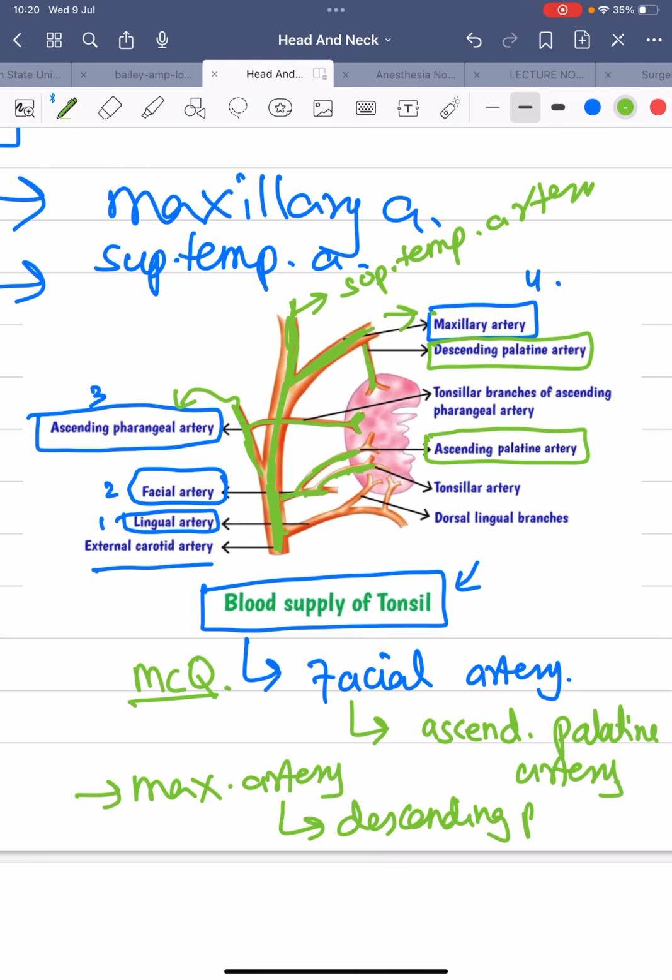Okay. And then this is the lingual artery, which is also giving the dorsal lingual branches, which give blood supply to the tonsil. So this is your whole blood supply to the tonsil.